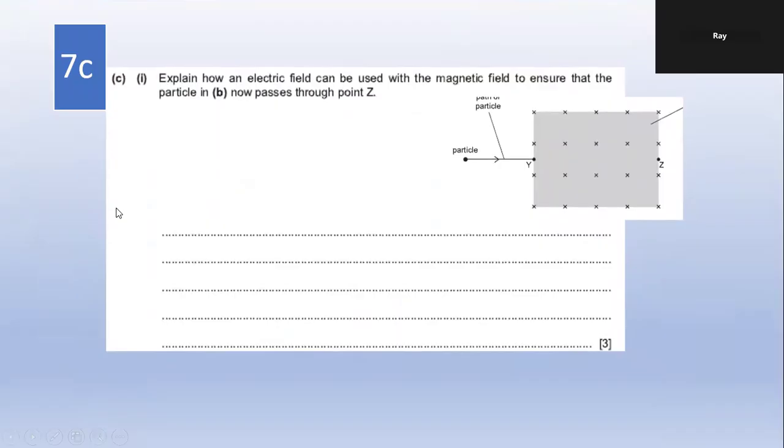Explain how an electric field can be used with the magnetic field to ensure that the particle passes through point Z. Okay, how to explain for 3 points?